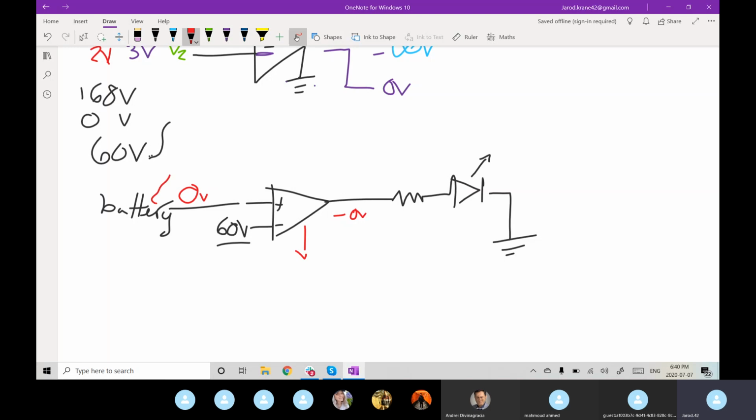Now, once our battery climbs to greater than 60, all of a sudden we now see that our positive is greater than our negative. We see that infinite gain, and it wants to slam high to its positive voltage rail, and it will send whatever that V plus, call it 5 volts still. And all of a sudden our LED turns on.